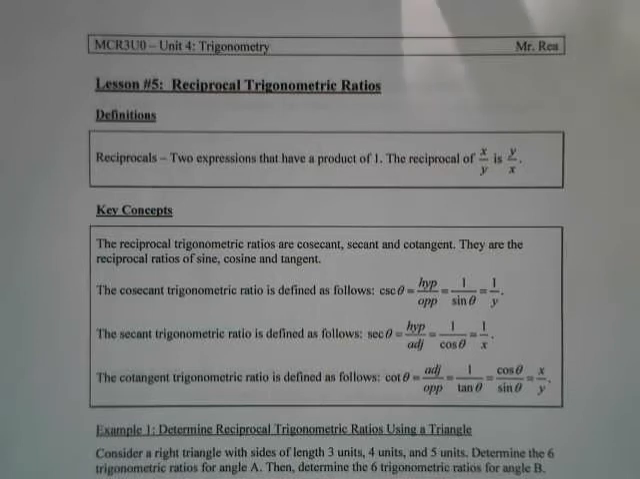Another name for sine, cos, and tan, and I think we saw this last lesson, is the primary trig ratios, which means they're the main ones. The ones we're going to work on today are reciprocal, but we also call them secondary trig ratios. These are the ones that are less common, but they're there, so you have to understand what they are.